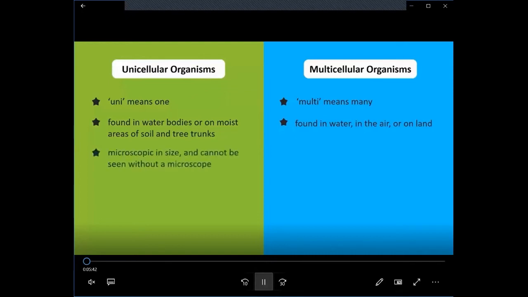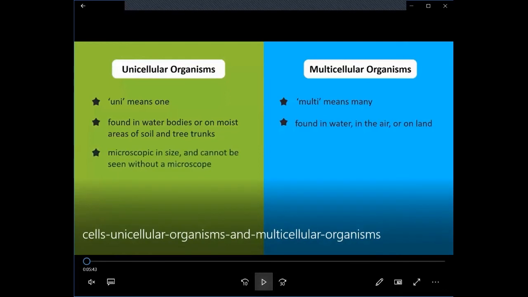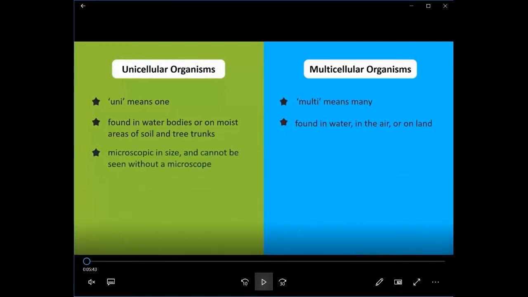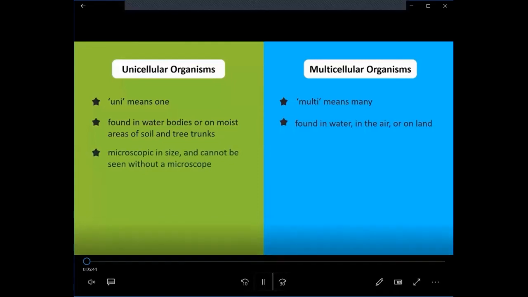Unicellular organisms are microscopic in size and cannot be seen without a microscope. Do you still remember? Micro means what? Micro means tiny. So they are tiny or small in size. That's why we need a microscope. While multicellular organisms are big enough to be seen. We can see them. You can see me.